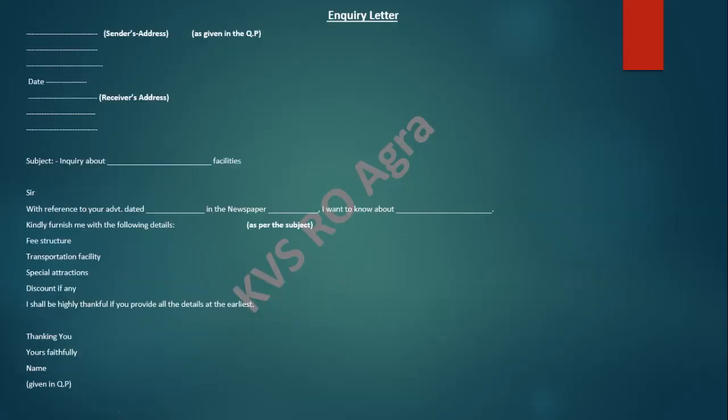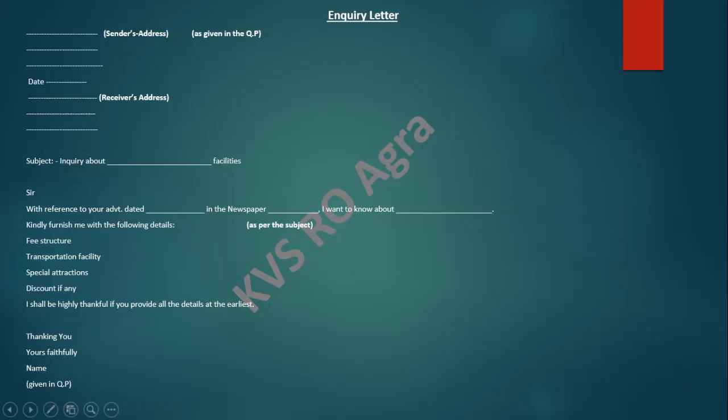Then the last one is the inquiry letter. Here again, the same process you have to follow: sender's address, then date, then receiver's address, then the subject, where you write the inquiry about whatever problem you are having, what you want to inquire of the person. "With reference to your advertisement dated this in the newspaper": you have to write the name of the newspaper where you saw that advertisement, and the date on which you saw that advertisement.